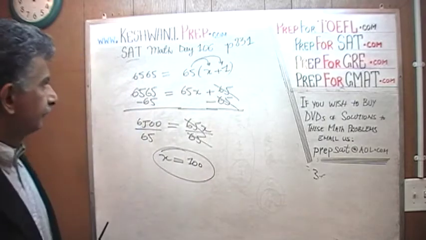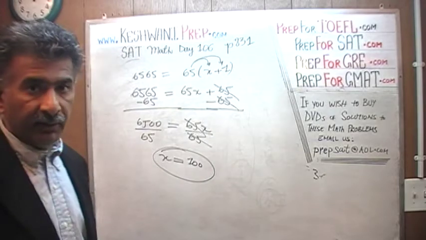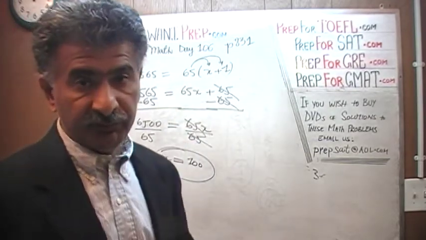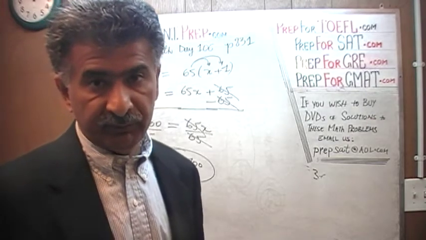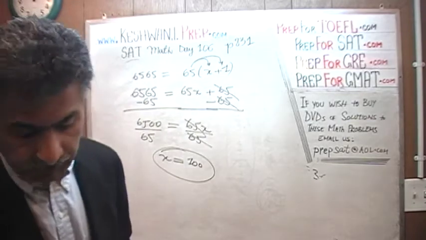Voila. Which makes perfect sense, because when you put it back in there, 100 plus 1 is 101, and 101 times 65 should be 6565, because 100 times 65 is 6500 plus another 65.